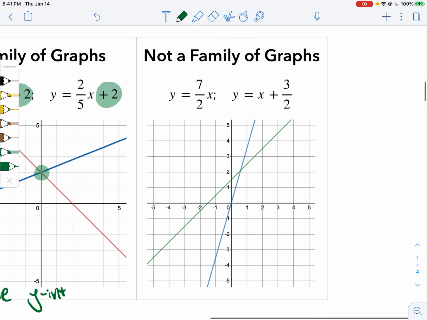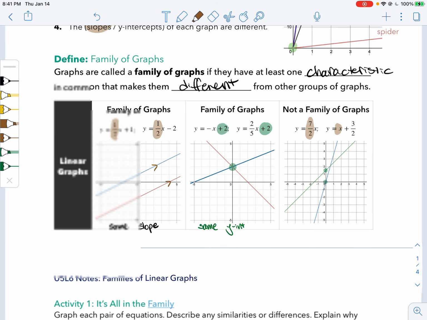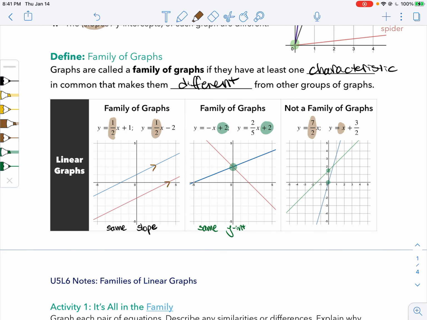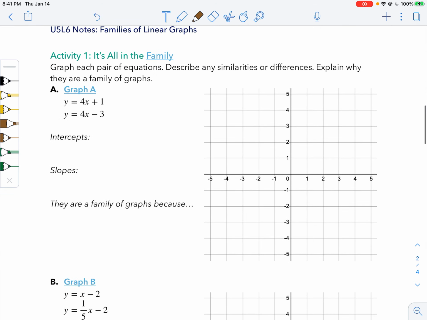These guys, however, are not related. They don't have the same y-intercept. Here our green guy is at 1.5, 3 halves. The other one is at 0. Their slopes are different. Our slope is 7 halves. Our other slope is 1. So they're just not related. I mean, they can be friends still, but they're not related. By the way, friendly numbers is a real thing in math. So that's fun.